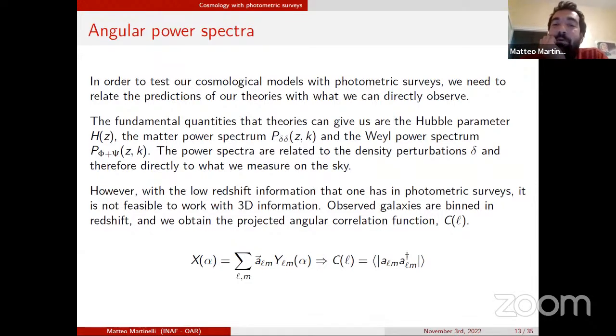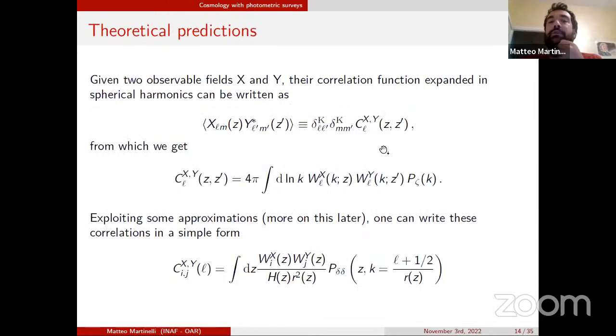So this is how we can deal with our observation, how we can digest them in a way that can be connected to the theory. But now we have to do the other part. Given that we have two observables X and Y, for example galaxy position and galaxy shear, we know how their correlation function is built, what I was showing you before.